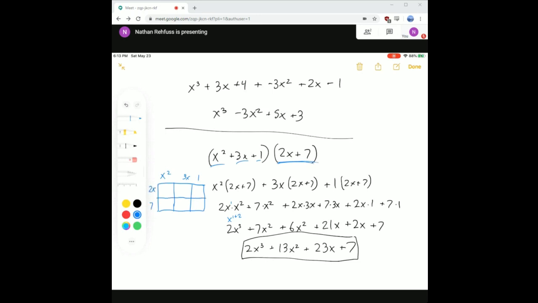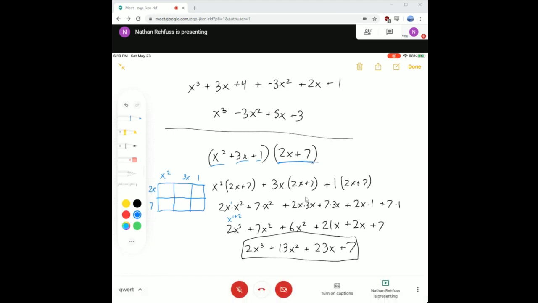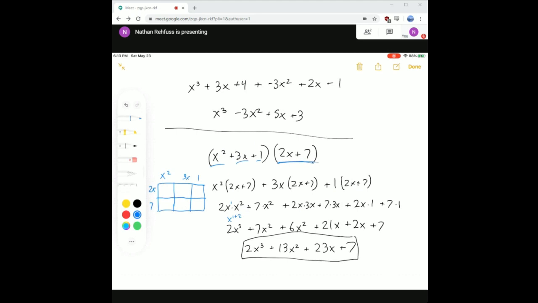And in the end, you see these 6 terms here? Each of these is going to get multiplied by each of these. So x squared will be multiplied by 2x and 7, 3x will be multiplied by 2x and 7, and 1 will be multiplied by 2x and 7. So I'll multiply each of these. Here's 2x cubed, here's 6x, here's 2x. Oh, 6x squared, my bad. 2x times 3x is 6x squared. Here's 7x squared, here's 21x, and here's 7.